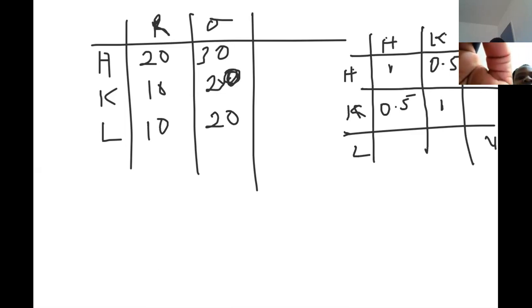And then H and L. So K and L is also 0. K and L is 0 here, and that means L and K is also 0. And this one is negative 0.5. I hope we all understand this correlation matrix table, right?